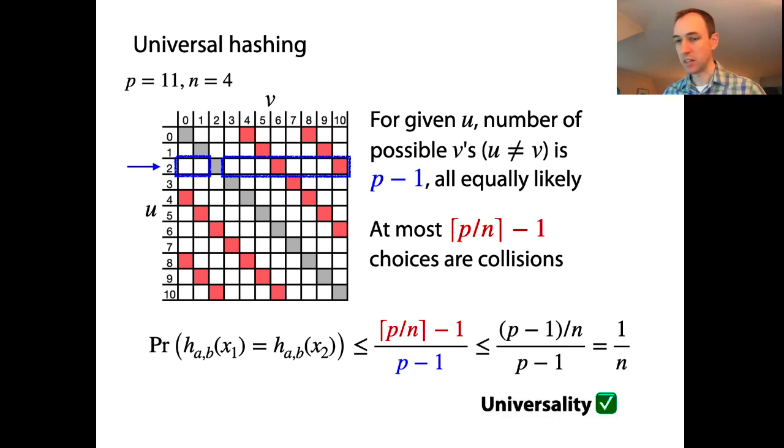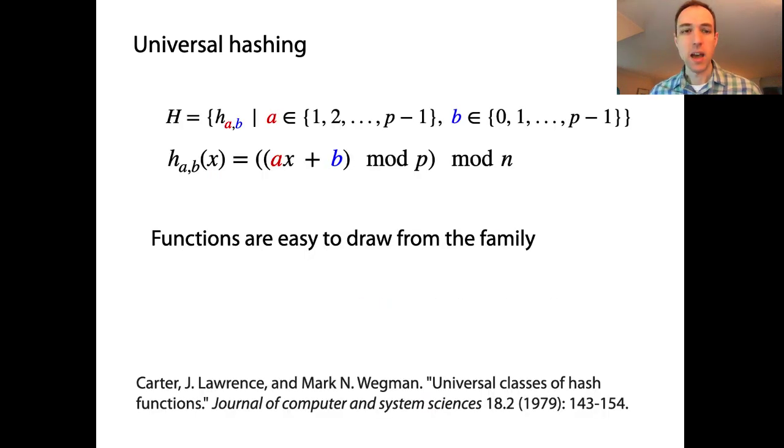That's the universality property. So this family of hash functions, where we do (ax plus b mod p) in inner parentheses, and then mod n in outer parentheses, where a and b are chosen uniformly from either 0 up to p minus 1 or 1 up to p minus 1, that family is universal. Let's see if it satisfies the criteria that we had coming in.